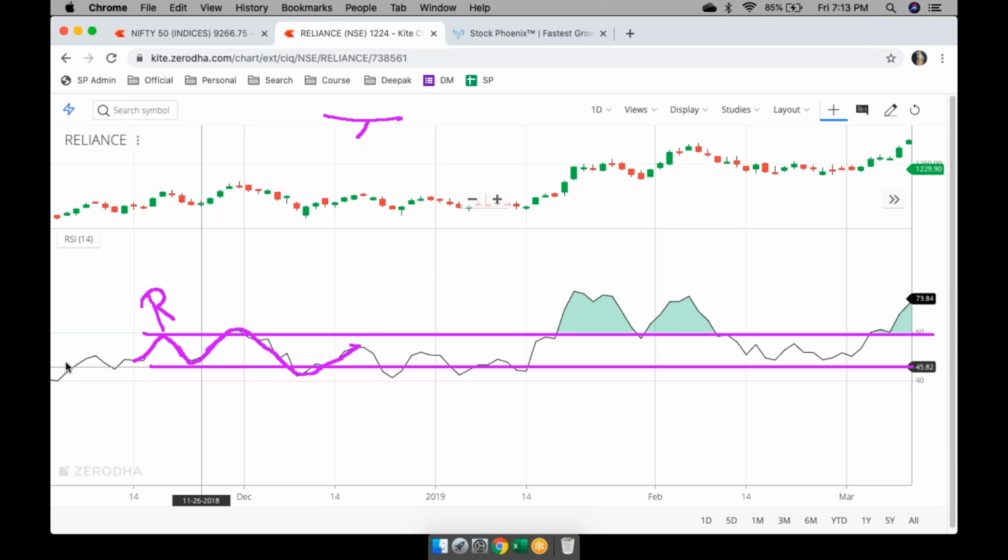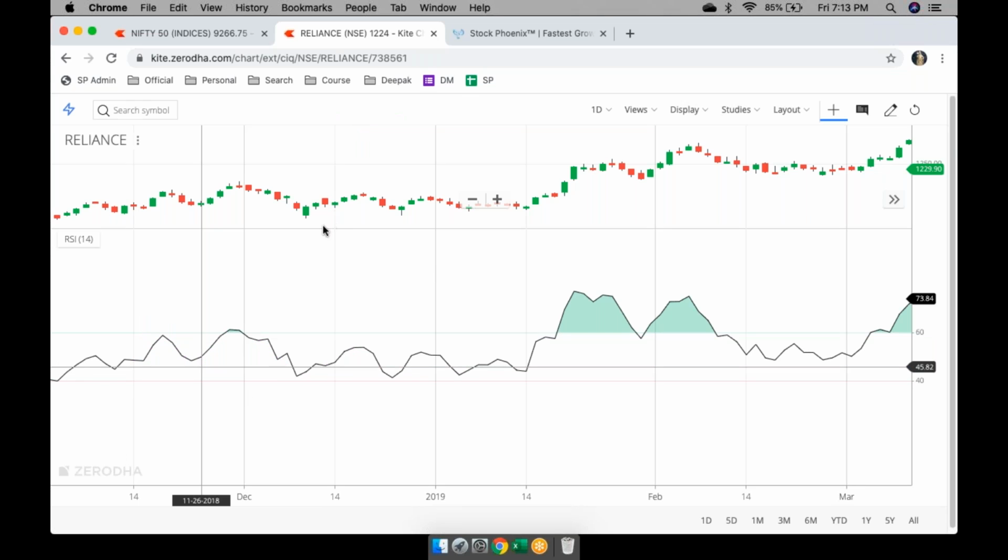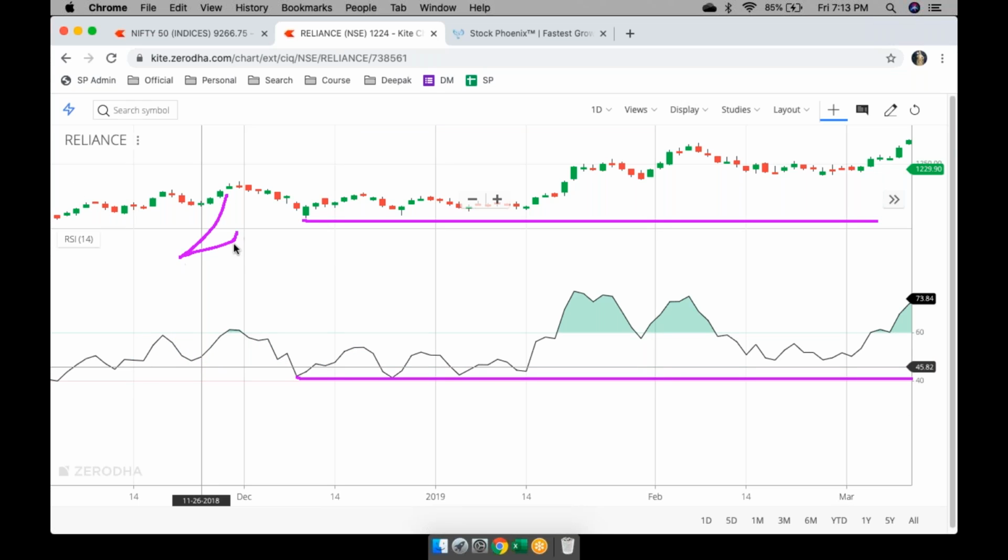So now, let me explain one more time in simple terms. If this is the RSI 60 line, you can ignore this, and if this is the RSI 40 line, when the RSI line is moving like this and hits the 60 line, we expect the RSI or the market to reverse back.